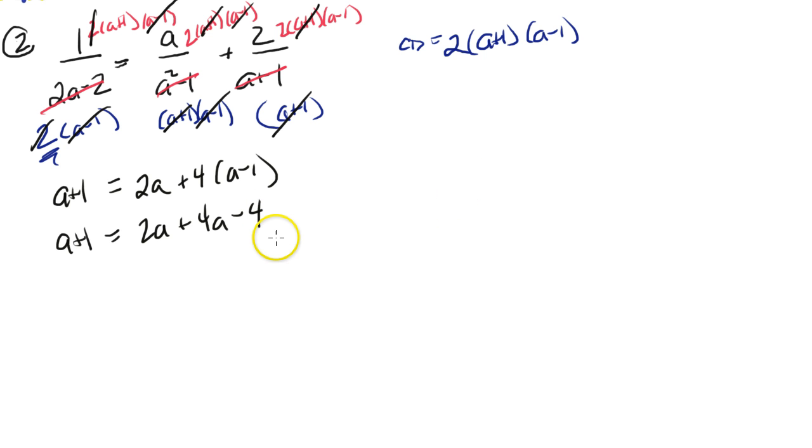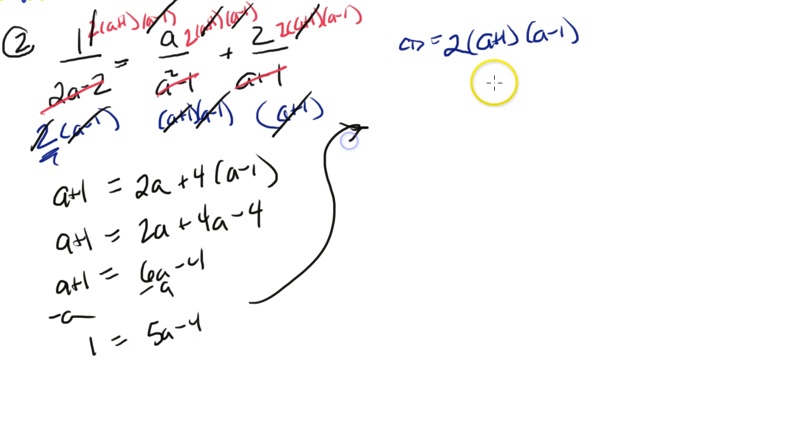Now we're going to clean this up. And what's nice is it's not a quadratic. There's no square. So this is actually kind of easy now. I get a plus 1 equals 6a minus 4. Move things around. Subtract the a. You got 1 equals 5a minus 4. Bring over the 4. I got 5a equals 5. a equals 1. But hold on.